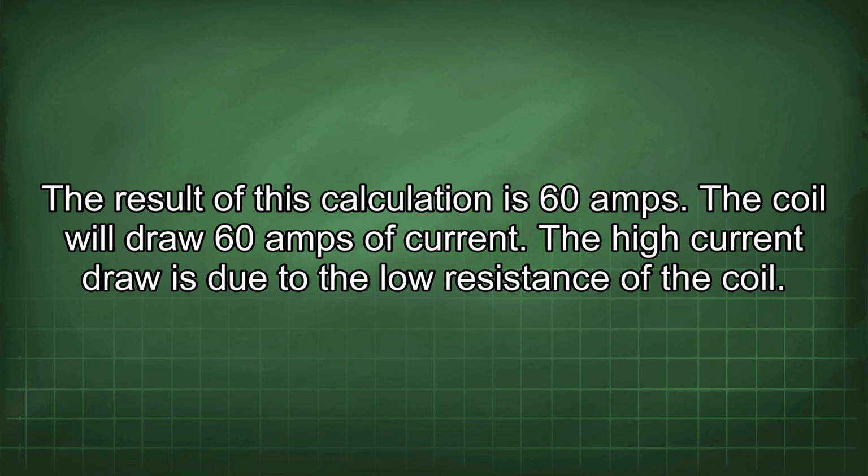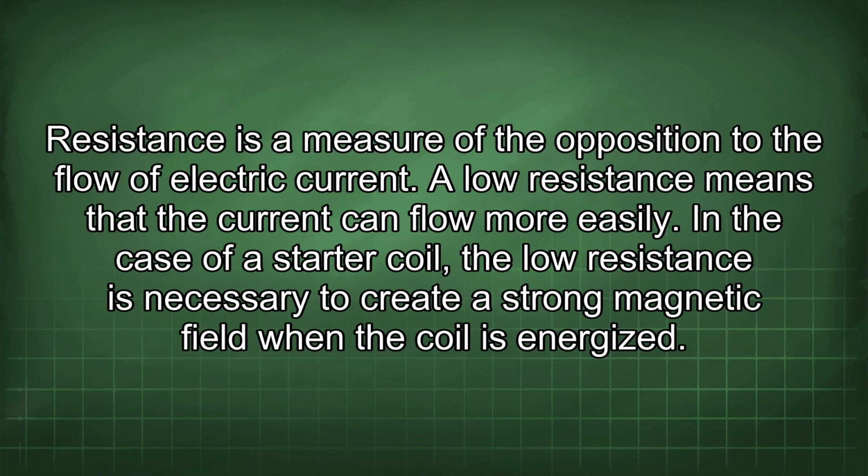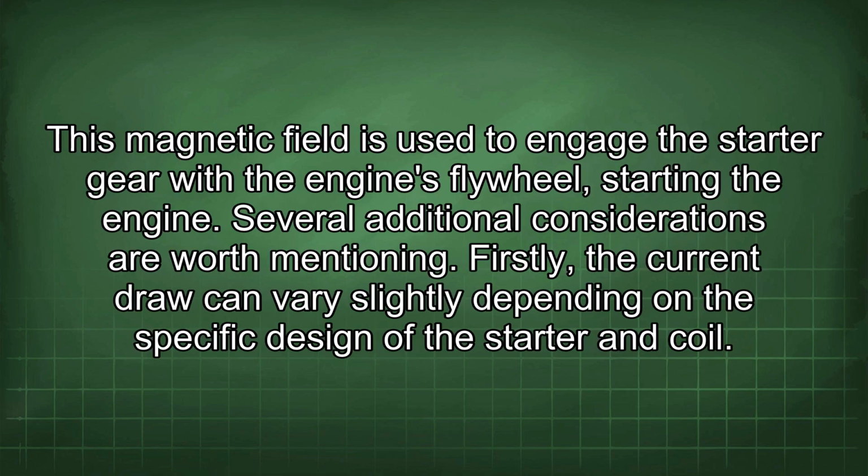The high current draw is due to the low resistance of the coil. Resistance is a measure of the opposition to the flow of electric current. A low resistance means that the current can flow more easily. In the case of a starter coil, the low resistance is necessary to create a strong magnetic field when the coil is energized. This magnetic field is used to engage the starter gear with the engine's flywheel, starting the engine.